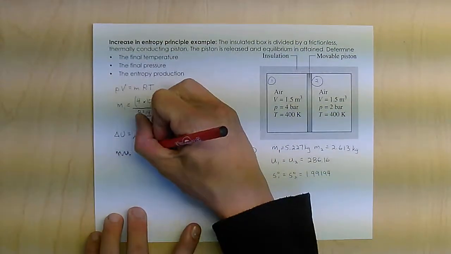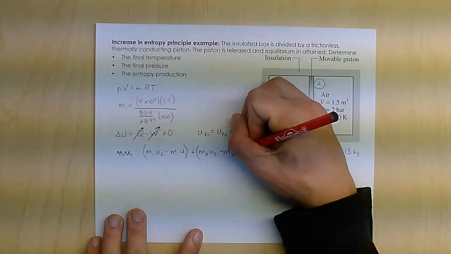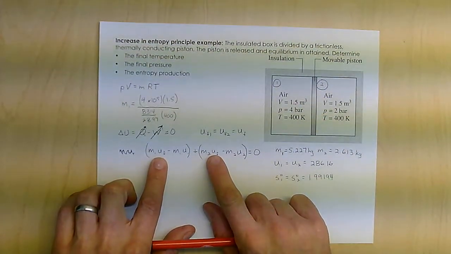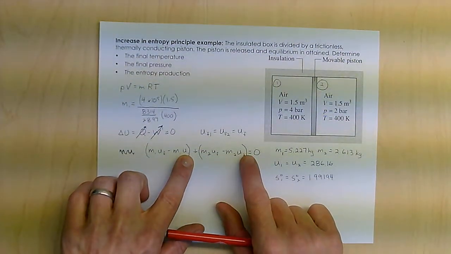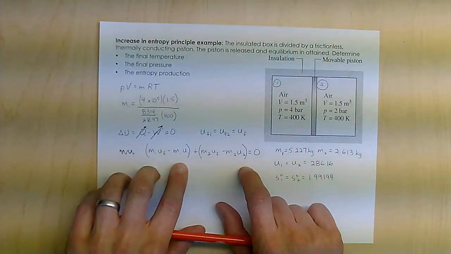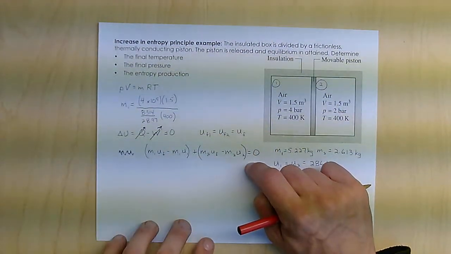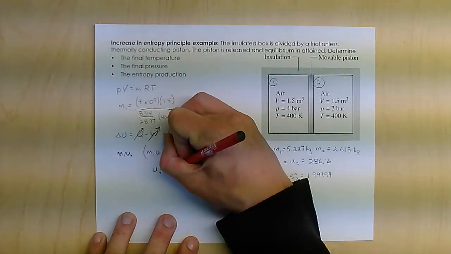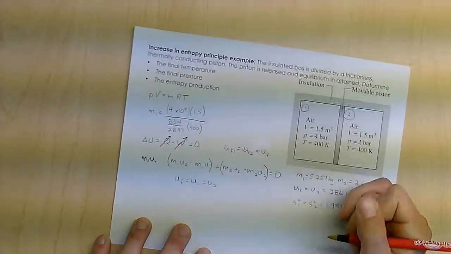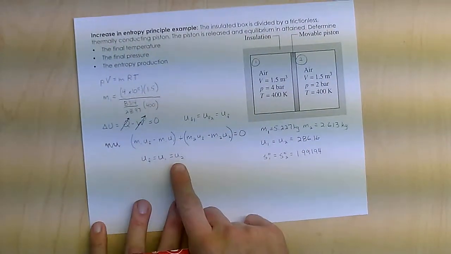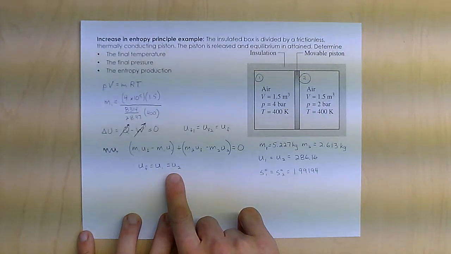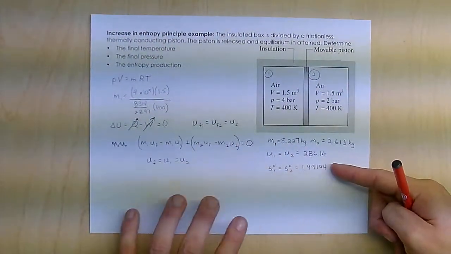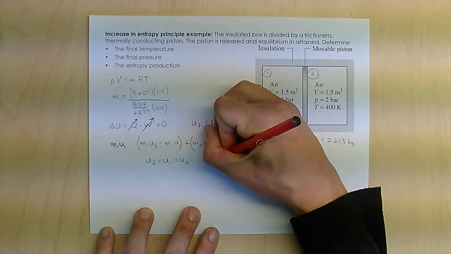This is delta U of the left side. This is delta U of the right side. The bottom line is, if these two are the same, and these two are the same, then they're all the same, which means that u final equals u1 equals u2. For these to equal 0, that's what has to be the case here, which means the temperature is also the same, so the final temperature equals 400.